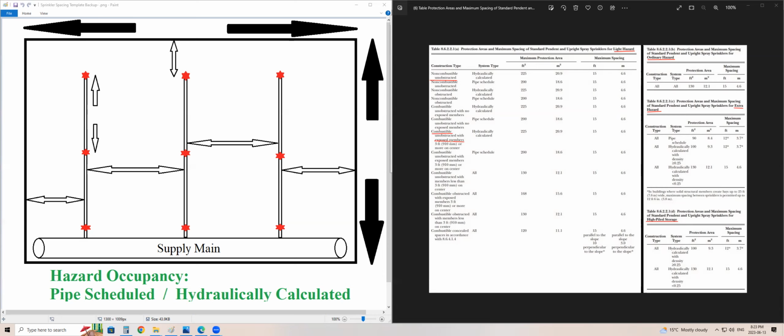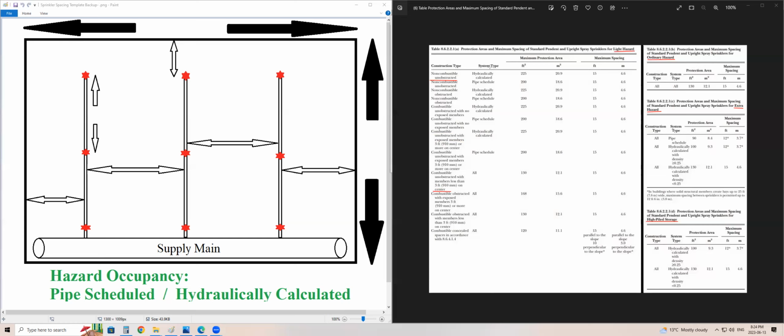Unobstructed with exposed members 3 feet or more on center. So I don't feel like I need to explain that. It's pretty self-explanatory, right? Combustible, unobstructed with exposed members 3 feet or more on center, same thing. What was this one? Oh, the difference was this one's hydraulically calculated. That's why. It's like, why am I reading the same thing twice? So anyways, it's very straightforward as to what type of construction it's talking about for each one. I'm not going to get into that.